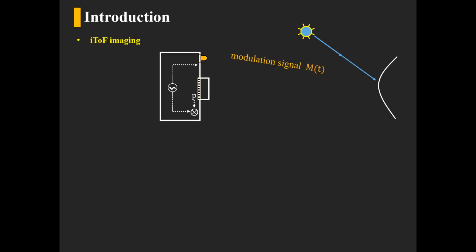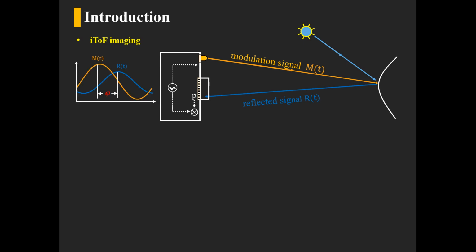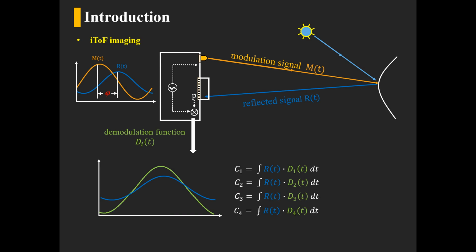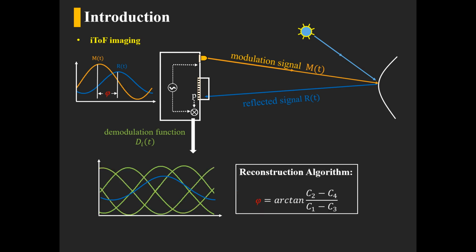Here is the process of I2F imaging. The light source emits a modulated signal to the scene, suppose as a sinusoid. The reflected signal is also a sinusoid, but its phase is shifted. We can derive the measurements from C1 to C4 by correlating the demodulation signal and the reflected signal. By calculating the phase shift, we can reconstruct the distance to the object.